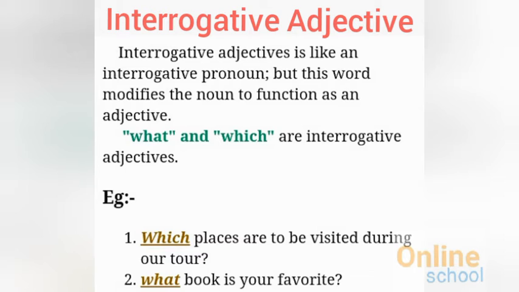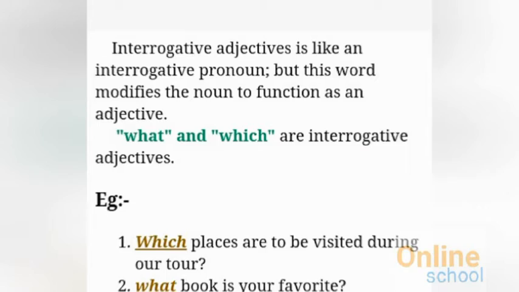So, an interrogative adjective is like an interrogative pronoun, but this word modifies the noun to function as an adjective. What and which are interrogative adjectives. Examples are: number 1, which places are to be visited during our tour? Number 2, what book is your favorite?